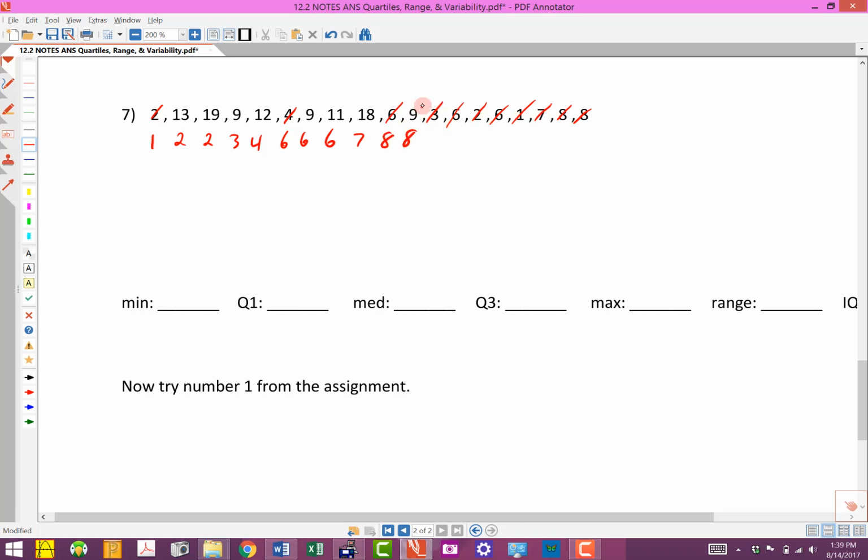And let's see, we've got a 9, and a 9. You can see how big a pain this is to write these in order. Okay, and now we're getting down here. Now we've got an 11, a 12, and a 13. So cross off the 11, 12, and the 13. And we've got an 18, and we've got a 19.